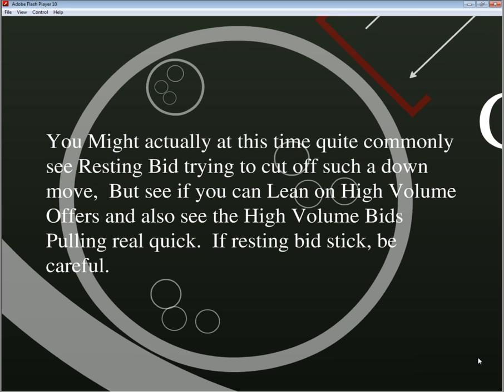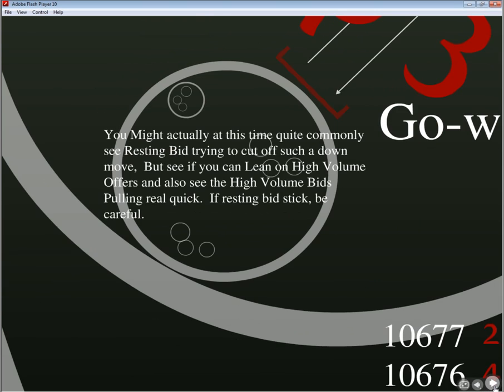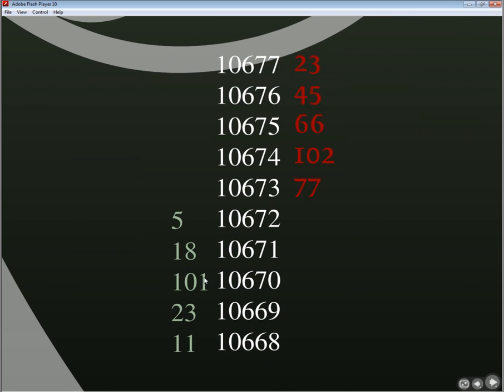One of the best things to do is probably see those resting bids, and then all of a sudden you'll see offers of around about the same size just above the current offer. So the resting bids will be there, and then all of a sudden they pull, and then you see them on the offer instead. So this would be an example here, for example.